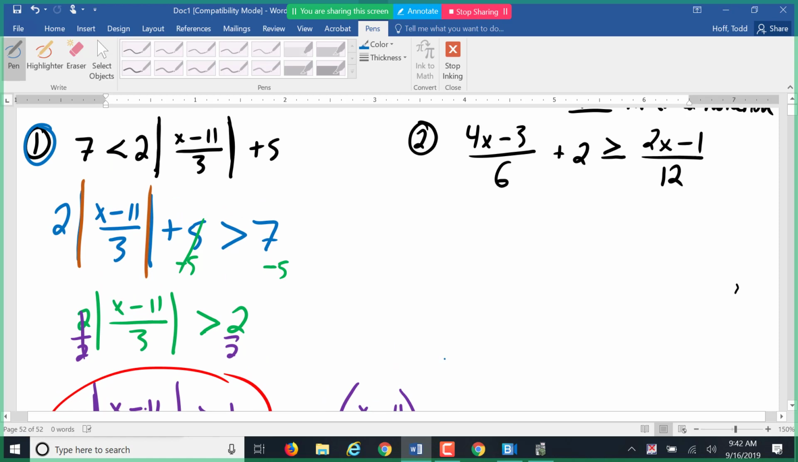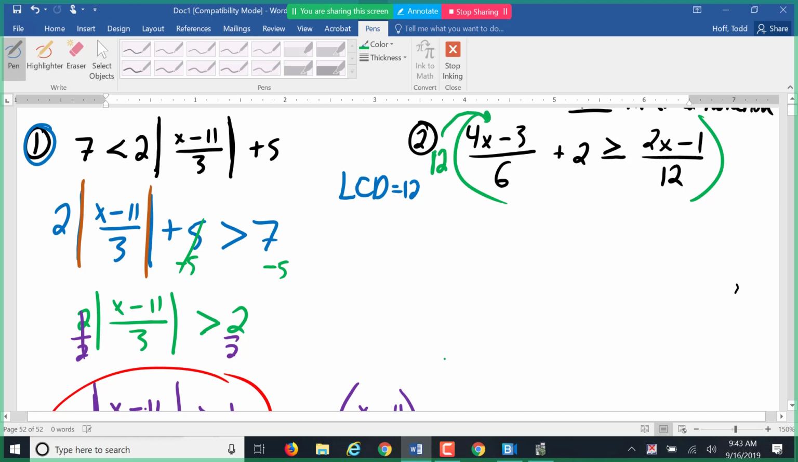So we have a rational inequality here. To deal with this, the easiest way for me is to get rid of the fractions. We have a least common denominator, LCD, of 12. Because with denominators of 6 and 12, 12 is the smallest one that both of them go into. So I'm going to multiply this whole inequality by 12.